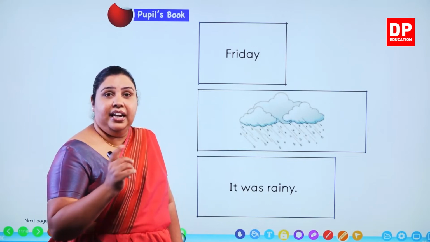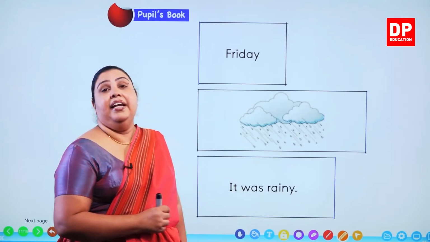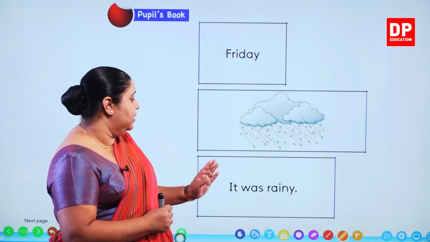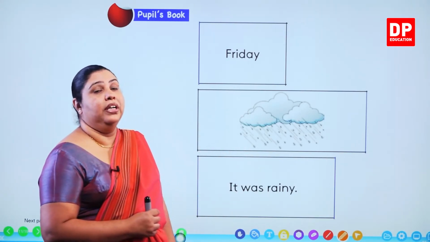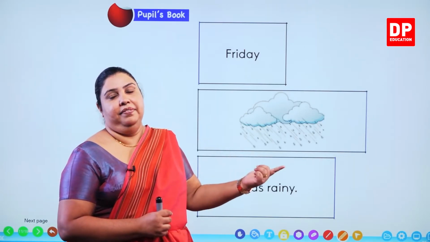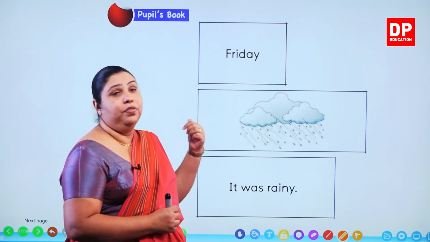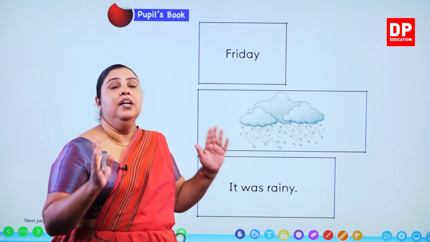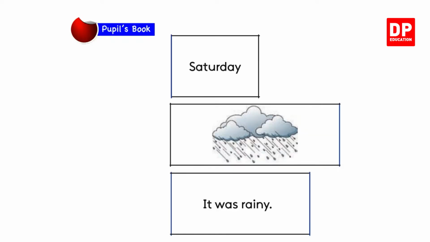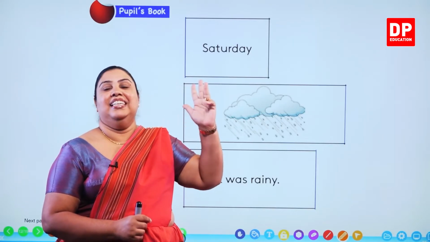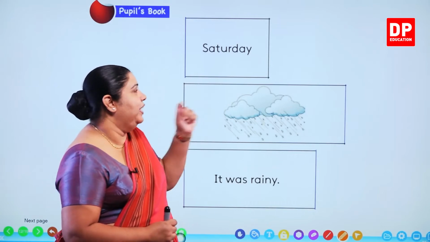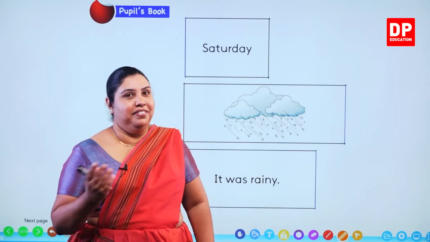Rainy. Friday was a rainy day. It was rainy. Right. So now we have spoken from Monday to Friday, the days, and now we know the weather. So now let's move on to our next slide. After Friday, now we spoke about the 5 weekdays: Monday, Tuesday, Wednesday, Thursday, and Friday. Now we have come to Saturday, the weekend.